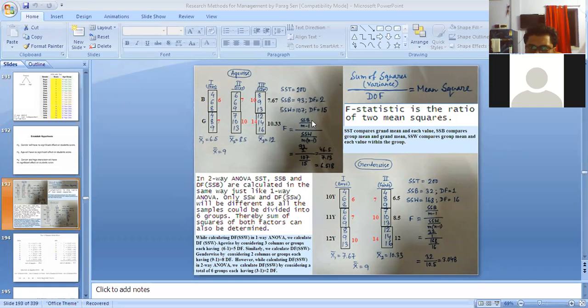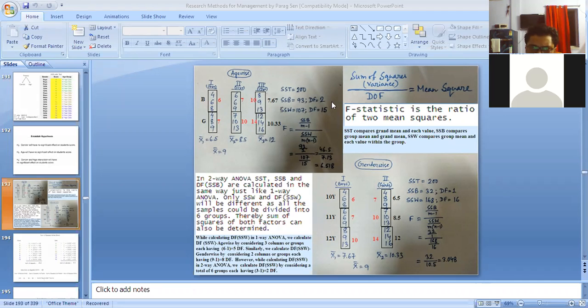Okay, so this is basically representing the degrees of freedom. We are comparing these two variances, sum of square between by sum of square within, but we also take into account the degrees of freedom, because degrees of freedom has an effect on the variance. That's why we are also considering the degrees of freedom.